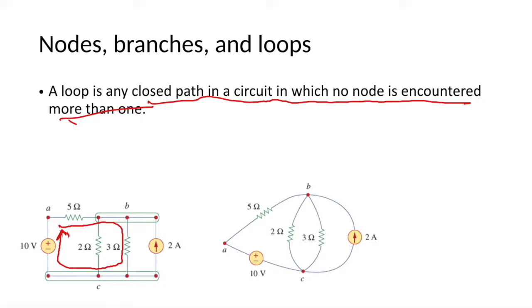For the second figure, we can plot the first loop, second, third, and we can also have a larger loop. For example, this is also a loop, or the whole loop. These are all loops. So there are many loops.